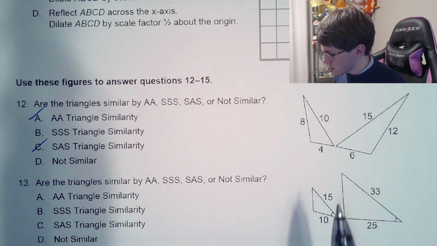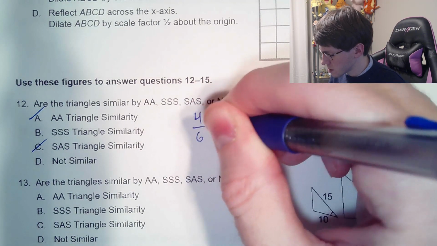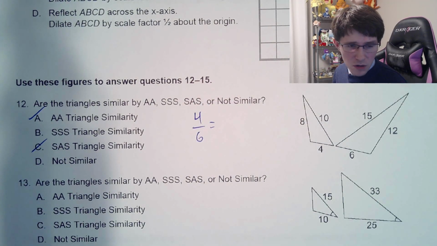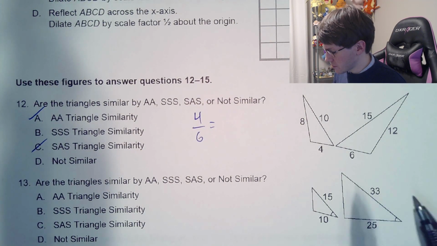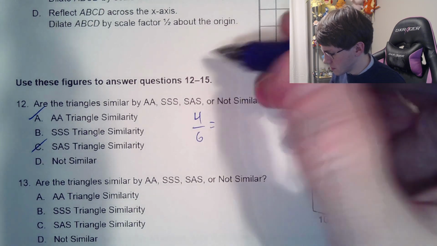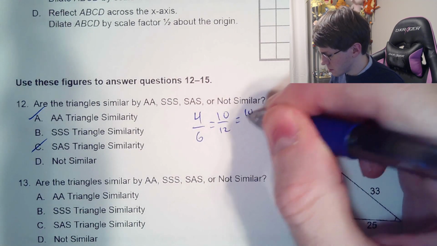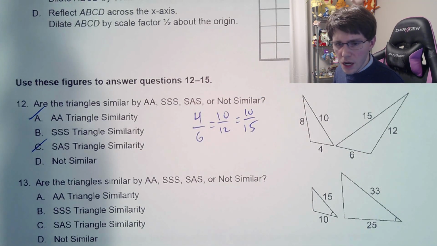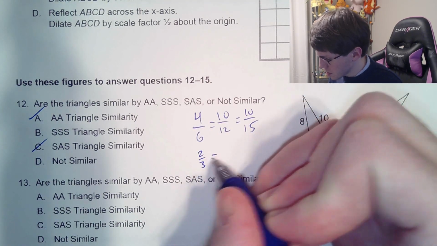I'm going to do the shortest side over the shortest side, so 4 divided by 6. We need to verify that that is actually going to be the same as our other sides. So for instance, we have the short over the short, we're going to have the medium over the medium, and then we're going to have the long over the long. Checking on our calculators here, this one here is 2/3.